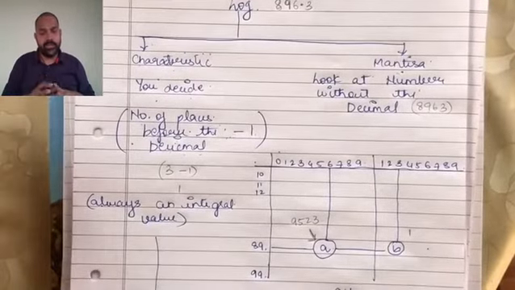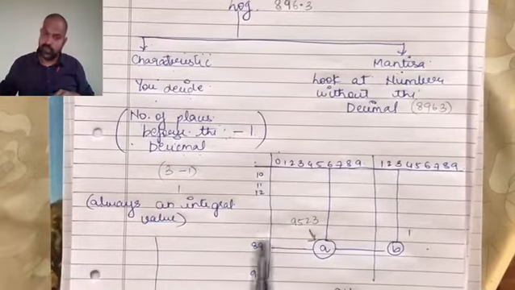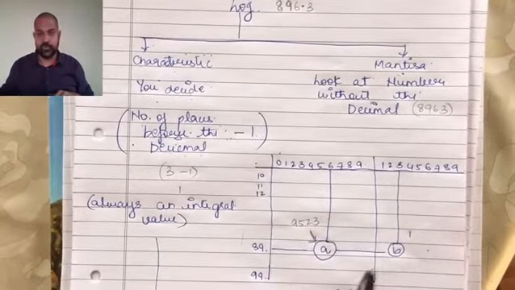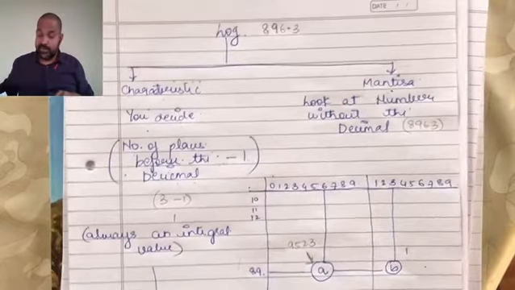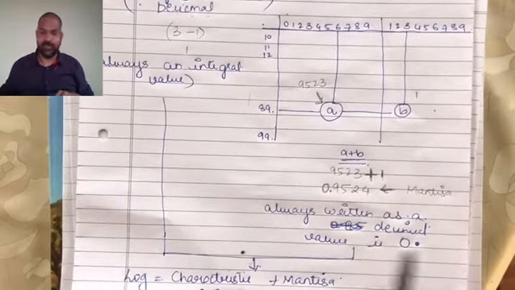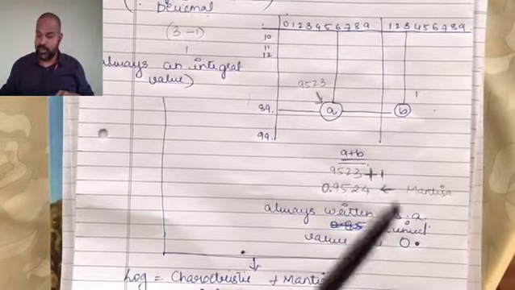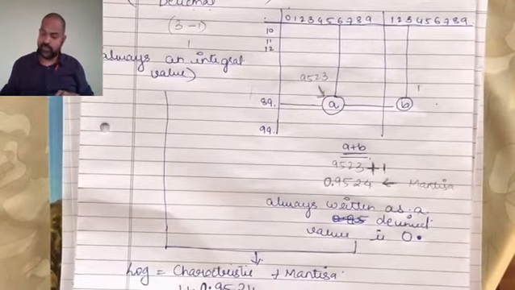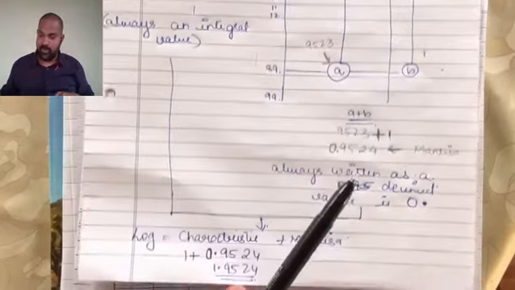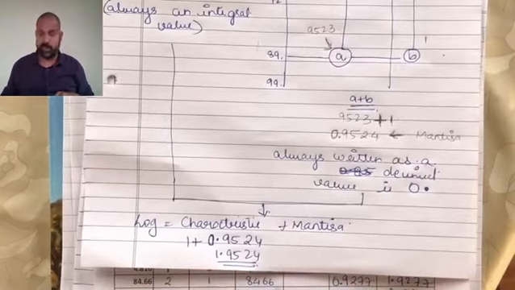For the mantissa, you look at the number without the decimal, the first two digits in the first column, the next in the next, and then you add the mean difference of the fourth digit. The characteristic is always an integral value, while the mantissa is always a decimal value, always written as 0 point. Eventually we bring the two together, which is characteristic plus mantissa. So it is going to be 1 plus 0.9524, which is 1.9524.